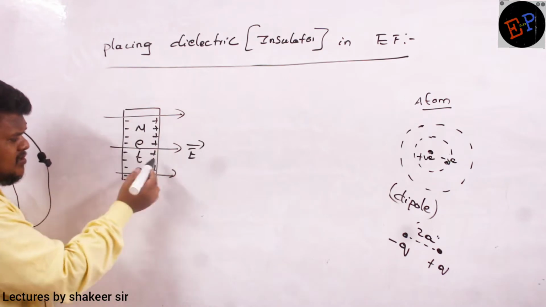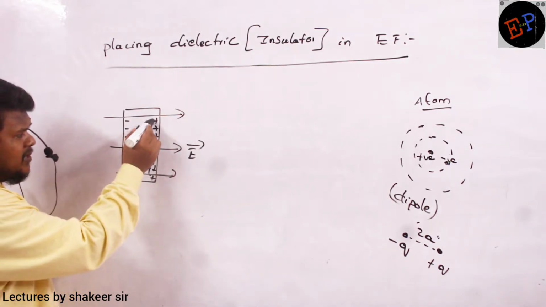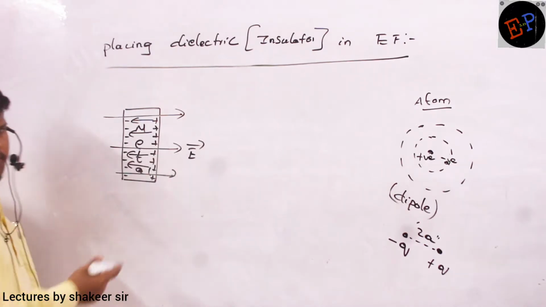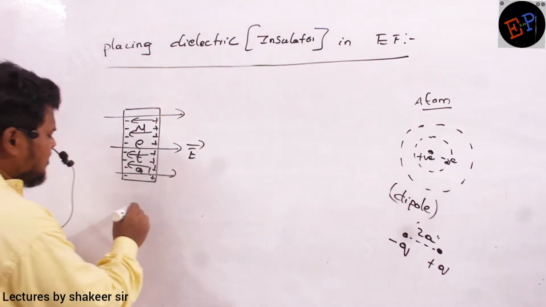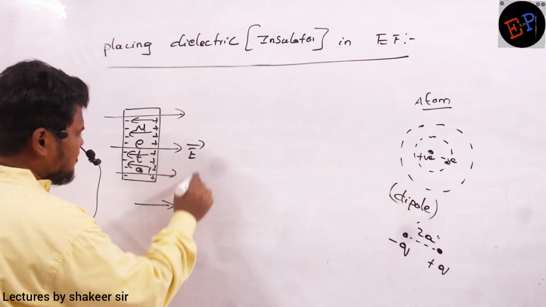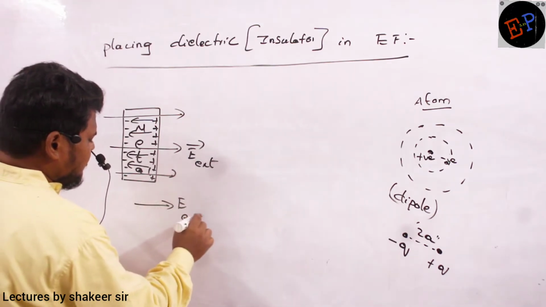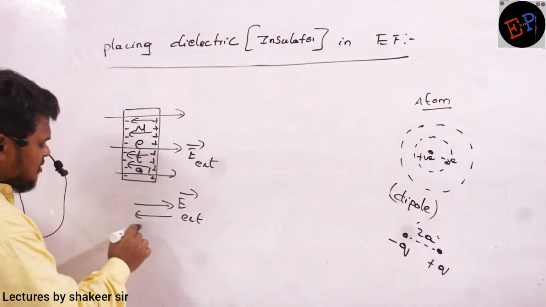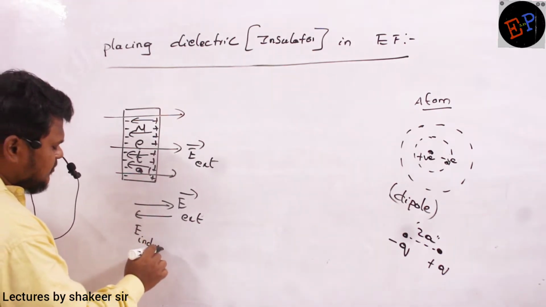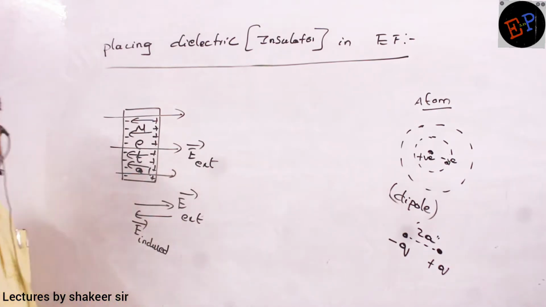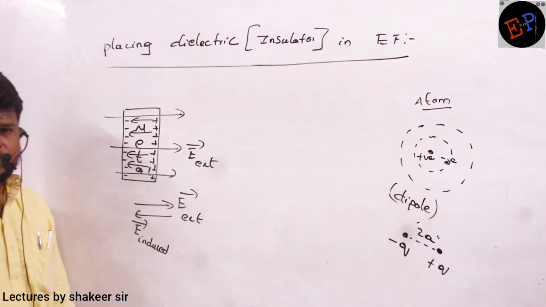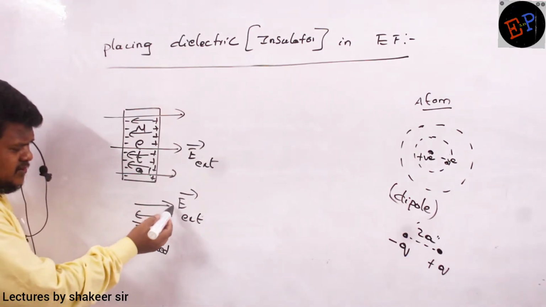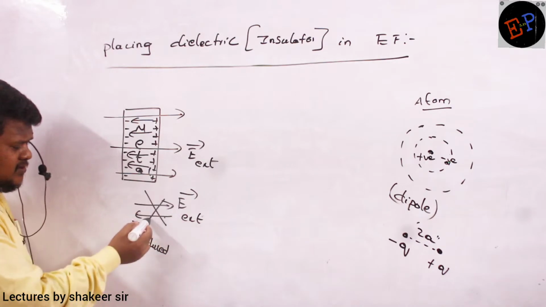So therefore, inside this metal, there will be an induced electric field, which is in the opposite direction to the direction of the applied electric field. Already we have studied all this. What is this electric field? This is the external electric field, the electric field which we have applied. And what is this electric field? This is the induced electric field, which is in the opposite direction. So this electric field and this electric field get cancelled with each other.